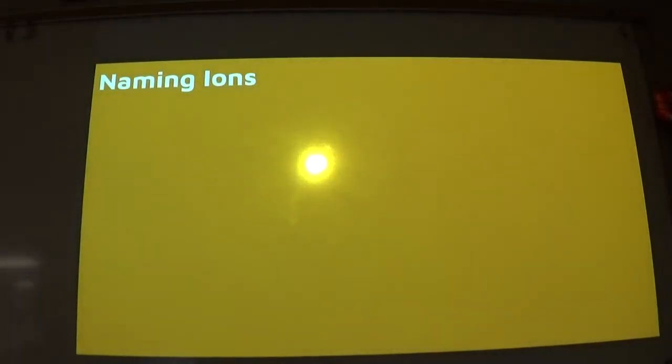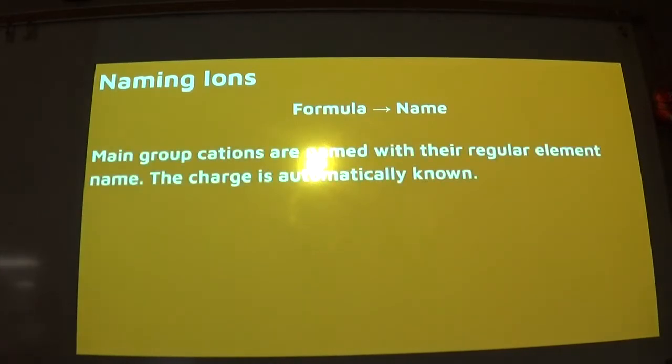The first thing I want to talk about is how do you name an ion? We are not going to use prefixes. There's no di, tri, tetra, none of that. That's only for covalent. If I have an element that is a cation in the main group, I'm just going to use its normal name, and I also know its charge. For example, if I have K+, I'm just going to call it potassium even though it has a charge. So potassium as a neutral element and as a cation is just called potassium for this naming system.